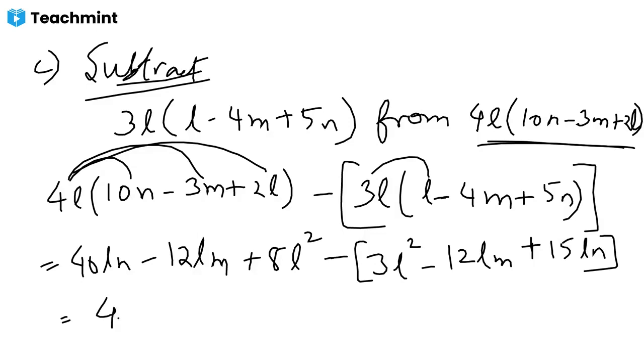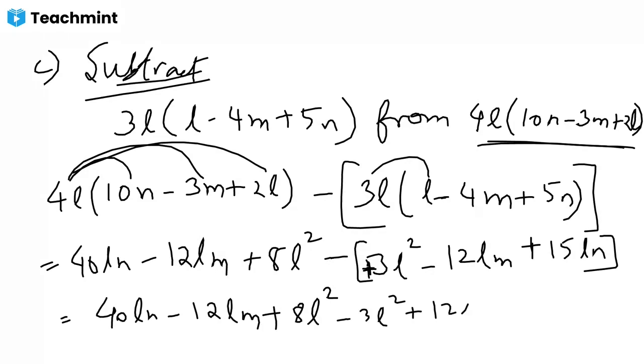Now 40 ln minus 12 lm plus 8 l square. Then this minus, because of this minus we have to change all the signs. Plus हो जाएगा वो. Plus, this is plus already, so this will become minus 3l square. This is minus, so it will become plus 12 ln. And next term is plus, so that will become minus 15 ln. Okay, write down this.